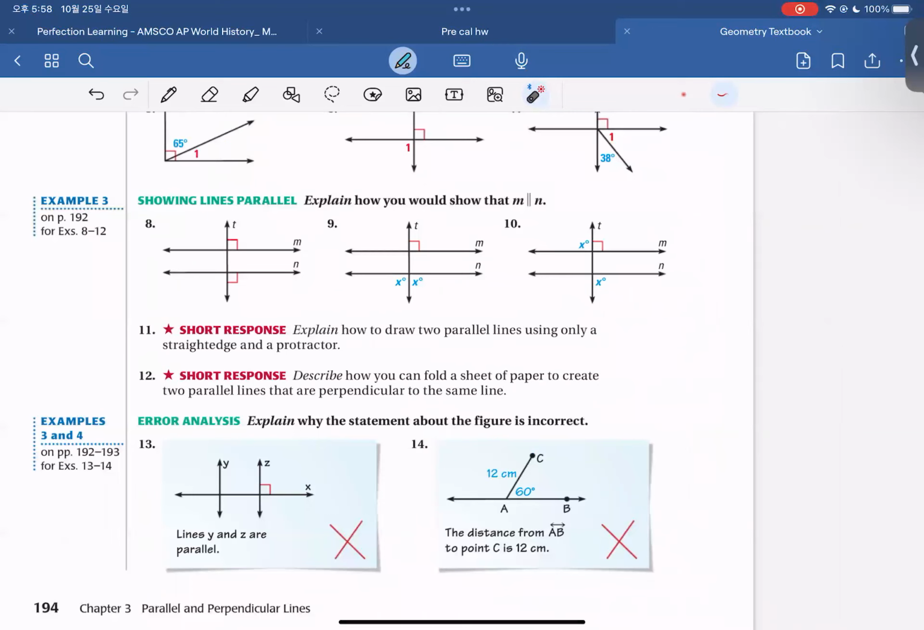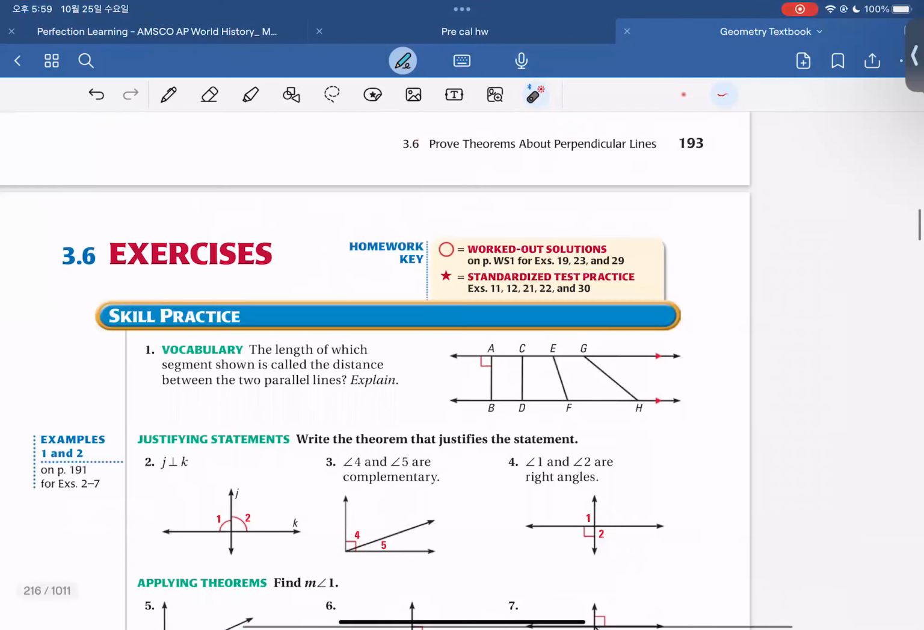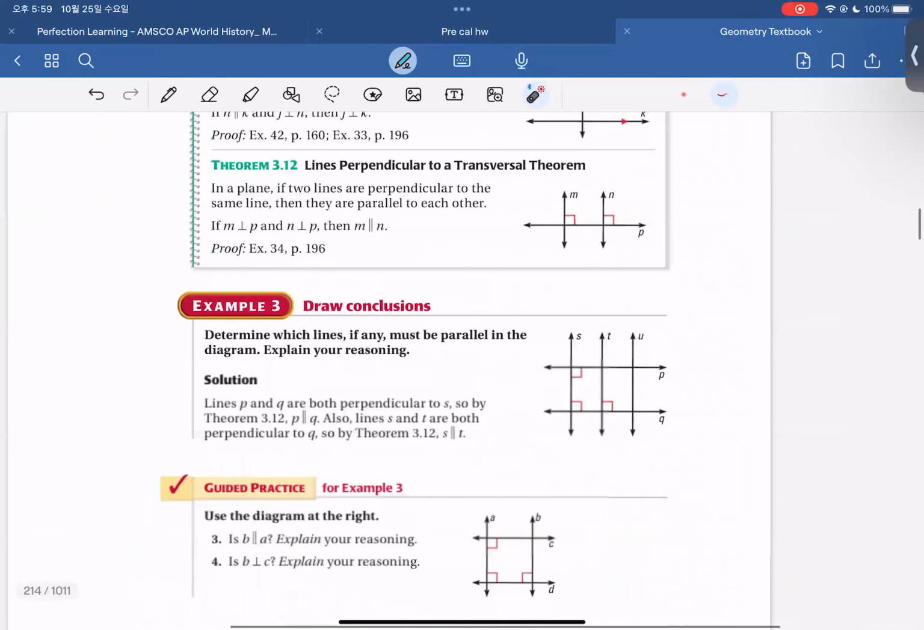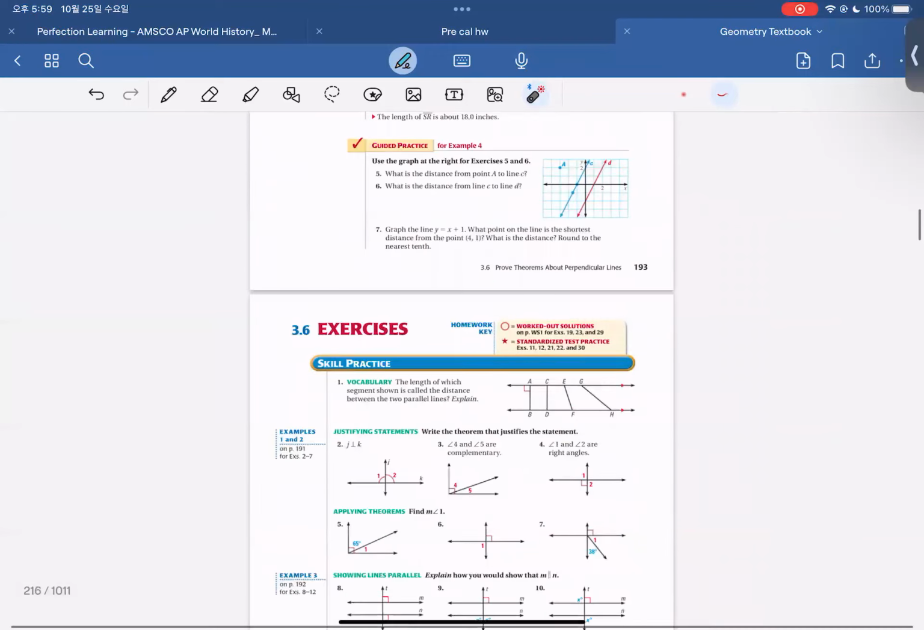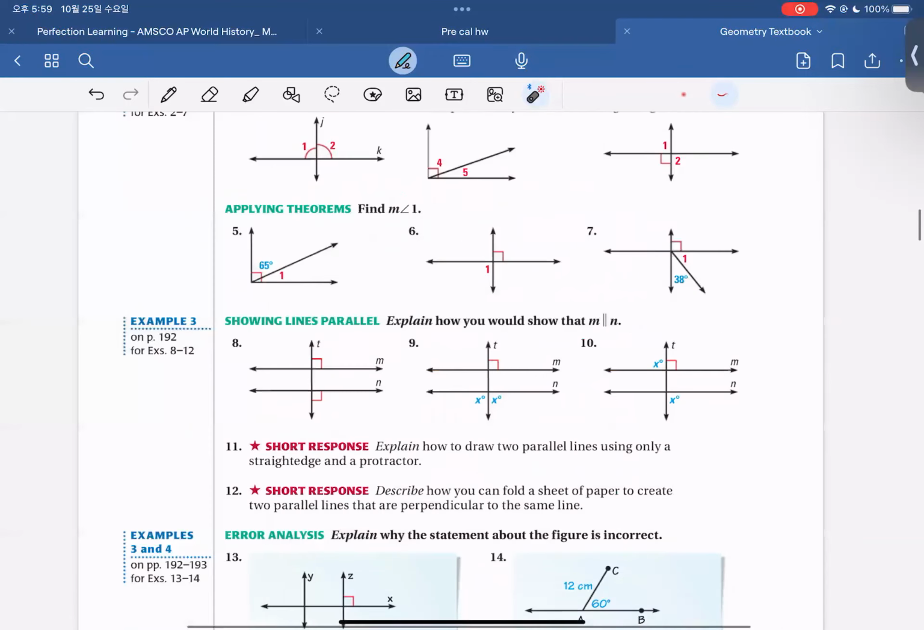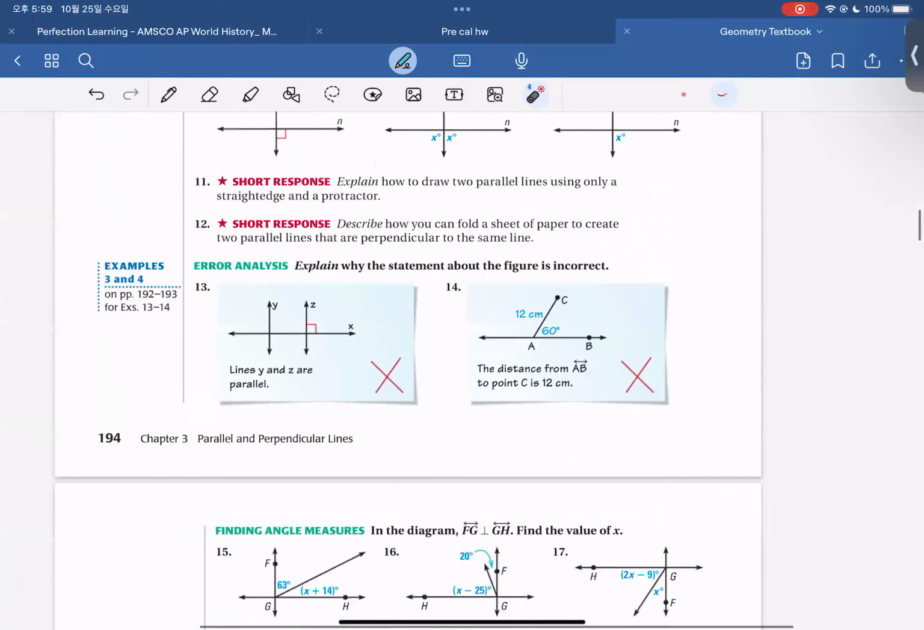Explain how we would show that M is parallel to N. Looking at the angles here, we know here is a 90-degree angle. And recall, let's just go back for the sake of it. From the perpendicular transversal theorem, we know that if there's a transversal and one line is perpendicular, then the other is also perpendicular. So we can use that to conclude that M is parallel to a line in this case.